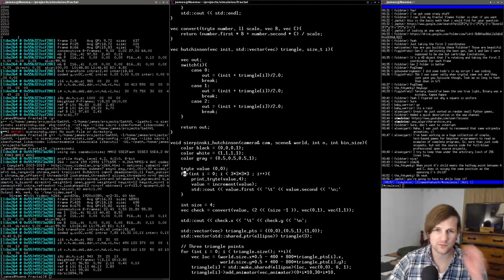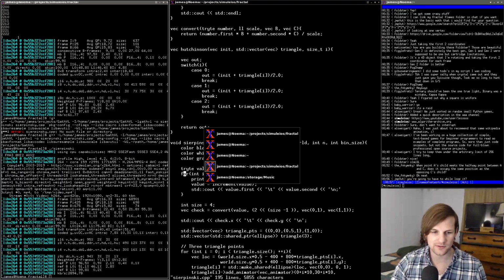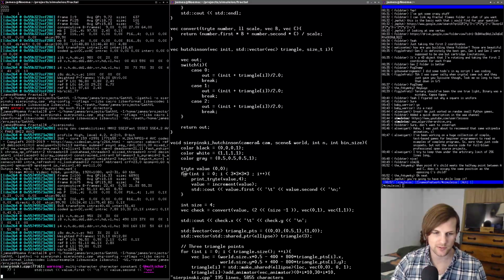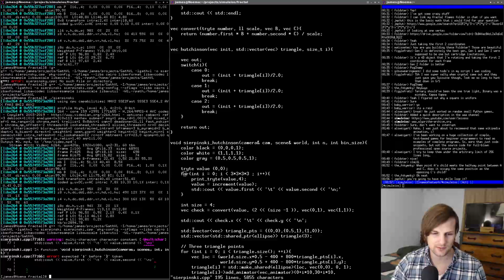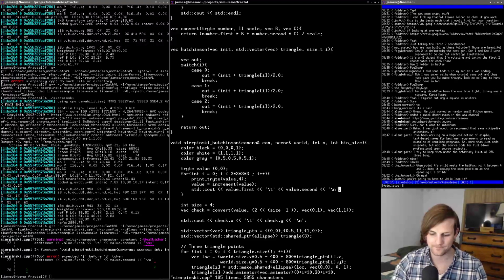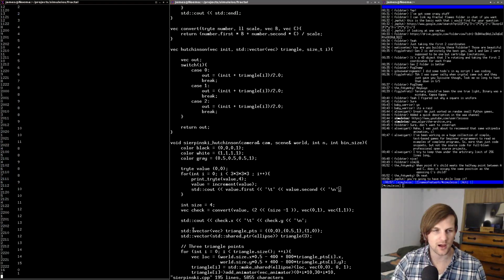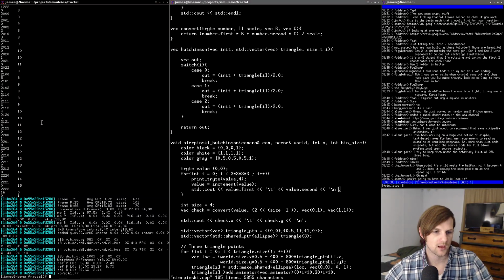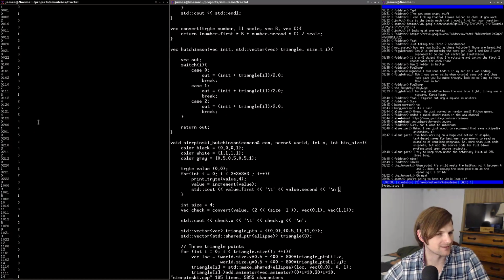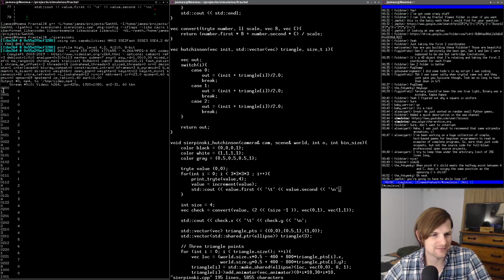Okay, let me make sure that's what I'm looking for. Number.first, number.second. I think that's fine. So let's see what I'm getting here. We're going to do G++, and it's giving me an error because I put the semicolon in the wrong spot. Okay, so let's run ./Sierpinski and see what this has. That's clearly different than what I was expecting. So 0, 0, 0, 0, and our first value is 1, our second value is 0.